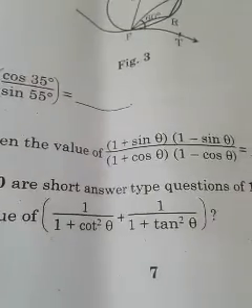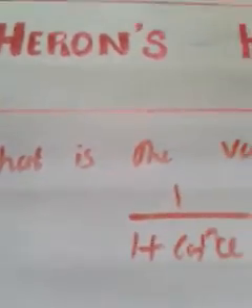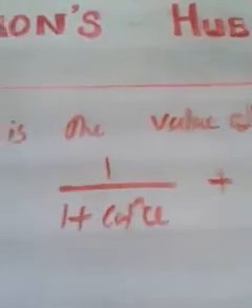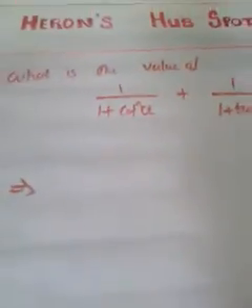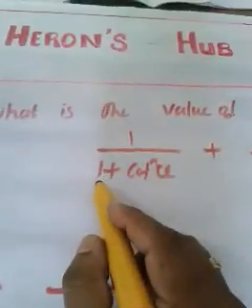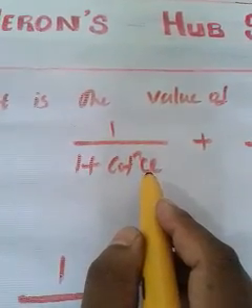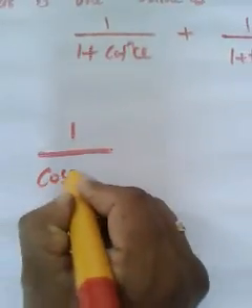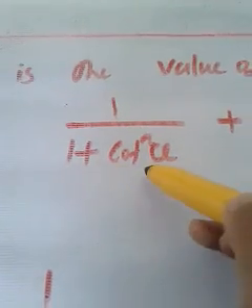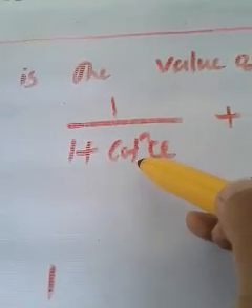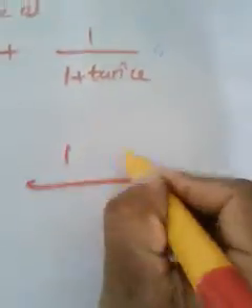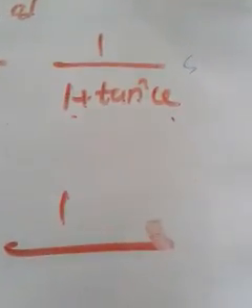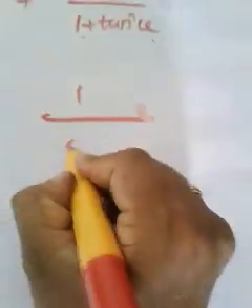What is the value of 1 by 1 plus cot square theta plus 1 by 1 plus tan square theta? See, very simple question. 1 divided by, what is 1 plus cot square theta? From the identity, 1 plus cot square theta is equal to cosec square theta. So instead of 1 plus cot square theta, what can we replace? Cosec square theta. Direct identity, no? Which are the identities? Sin square theta plus cos square theta is equal to 1, 1 plus cot square theta is equal to cosec square theta, and 1 plus tan square theta is equal to sec square theta. So plus 1 divided by, what is 1 plus tan square theta? Again, by using the same direct identity, 1 plus tan square theta is nothing but sec square theta.